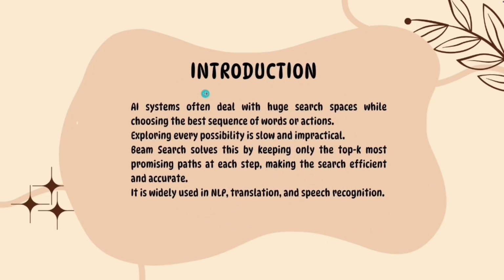First, we have to understand what problem beam search actually solves in AI, especially in NLP. In NLP, the system often has to choose the best sequence of words or actions from a huge search space, so checking every possibility is very slow and almost impossible. So what does the beam search algorithm do? It helps by keeping only the top k best paths at every step. This makes the search fast, efficient, and still quite accurate.